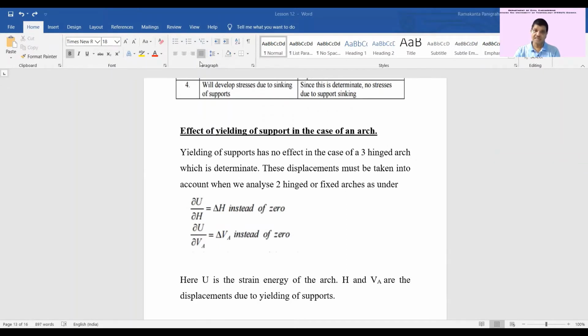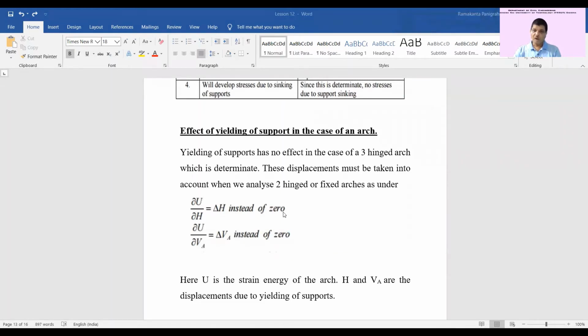Two hinged arch has four unknowns, and if you go for a fixed arch, this is an arch fixed at this location and also fixed at that location. There will be a vertical reaction, a horizontal reaction, and a moment here. Similarly, there will be a vertical reaction, a horizontal reaction, and a moment at the other end. So there will be 3 plus 3, six unknowns, but from statics we can solve only three. So it is statically indeterminate to the third degree. So three degrees of indeterminacy will come in the case of a fixed arch.